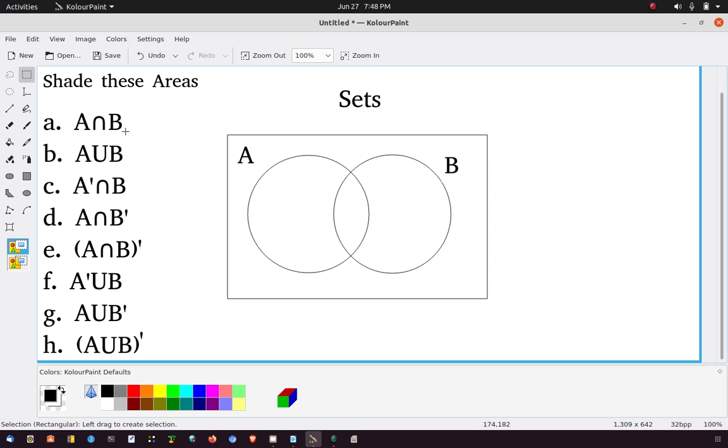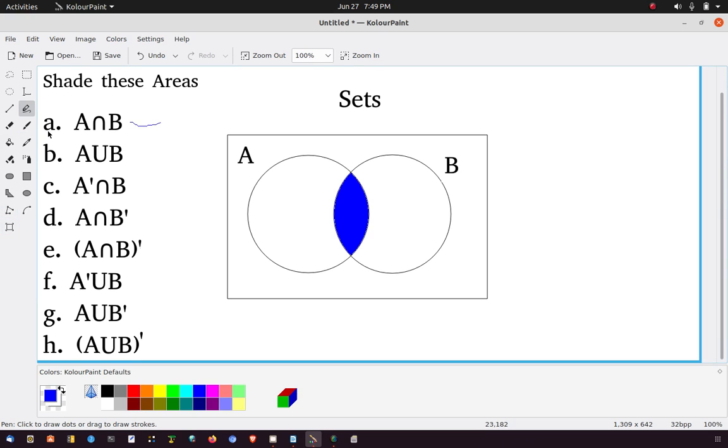A intersect B. A intersect B would be the area that overlaps both A and B. So if I should shade that area, and to shade that area, it would be this. So that's A intersect B. All right? So you see that A intersect B. Okay, so that's done.